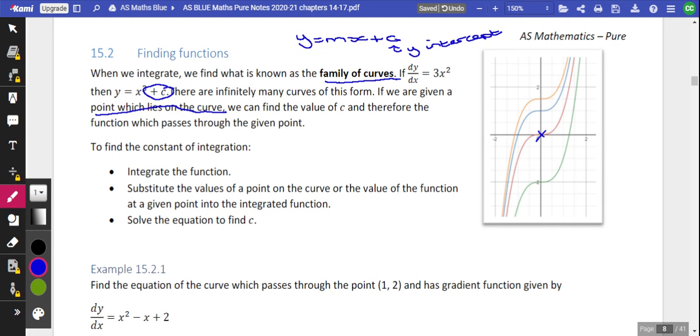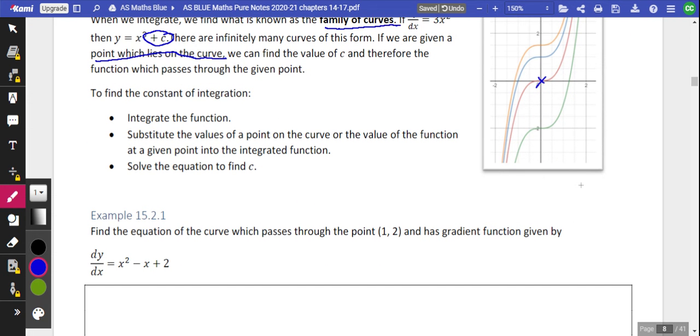So here's the method. You integrate the function, you substitute the values from the coordinate that you're given, and then you solve your equation to find c. It shouldn't be that much different to using y equals mx plus c. It's the same sort of idea.